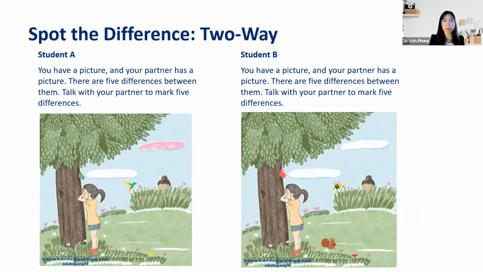When you give one picture to one student and another picture to another student, there are some differences between the pictures. They have to describe their picture. They cannot show their picture to the other person, and then they have to mark the differences on their picture. So this is a two-way task, and you can create these to encourage authentic language use in the classroom.